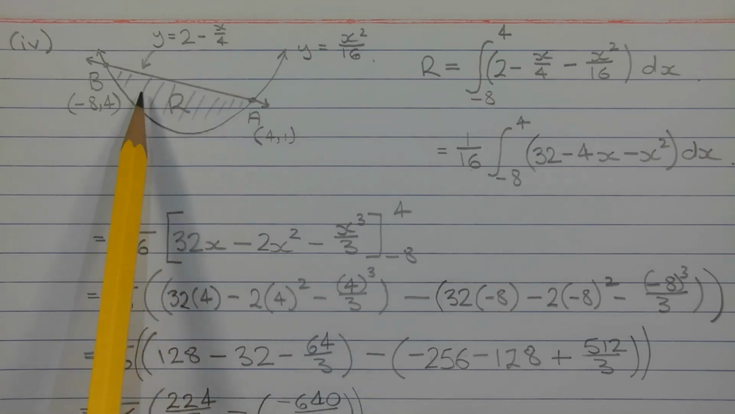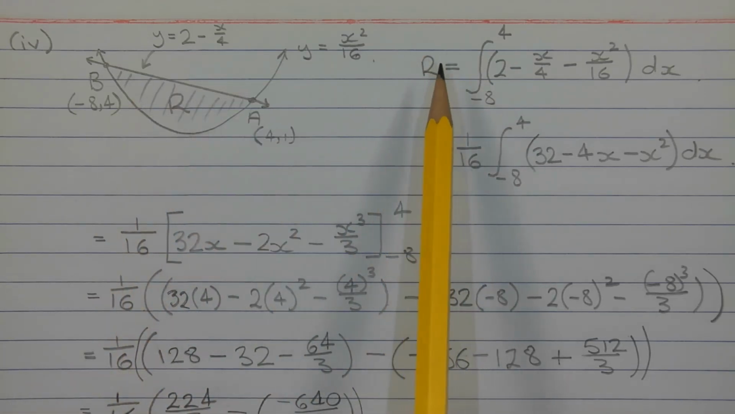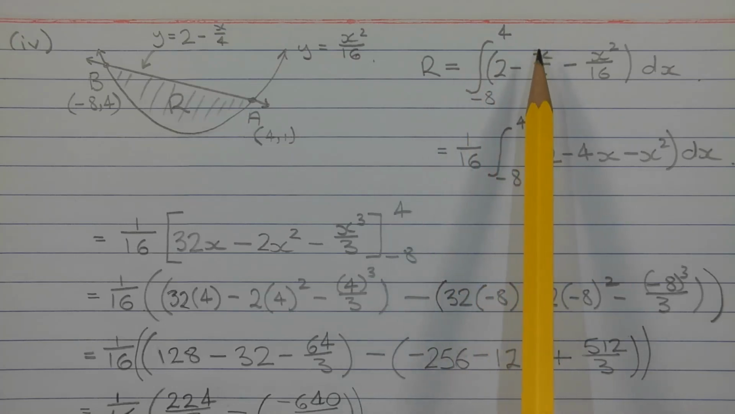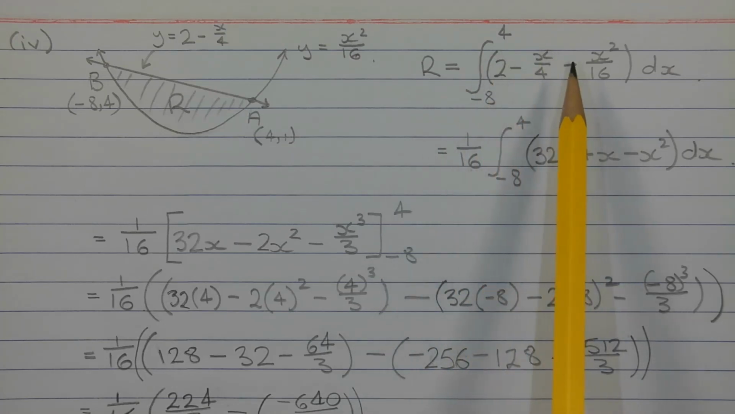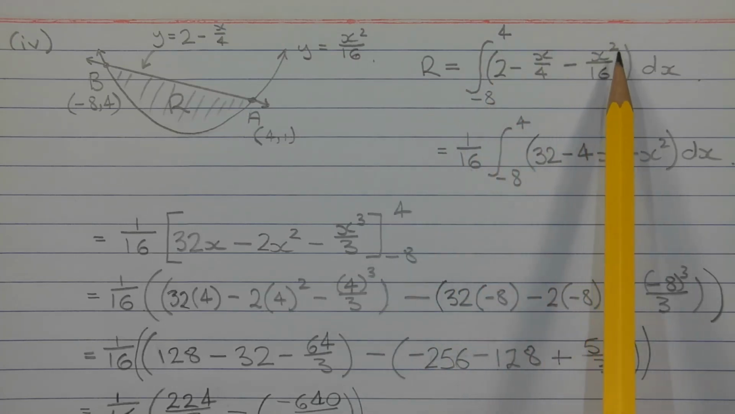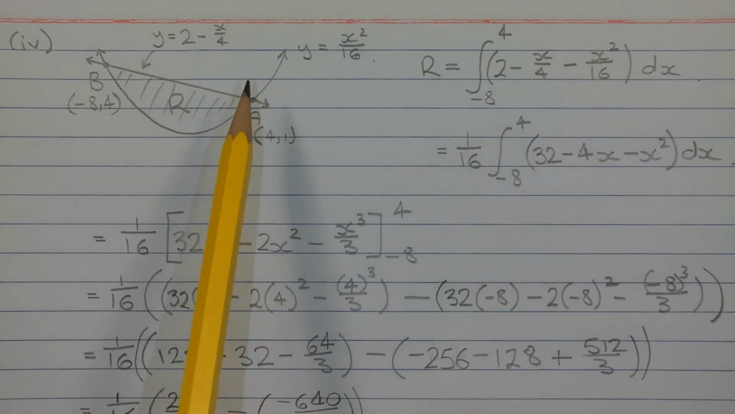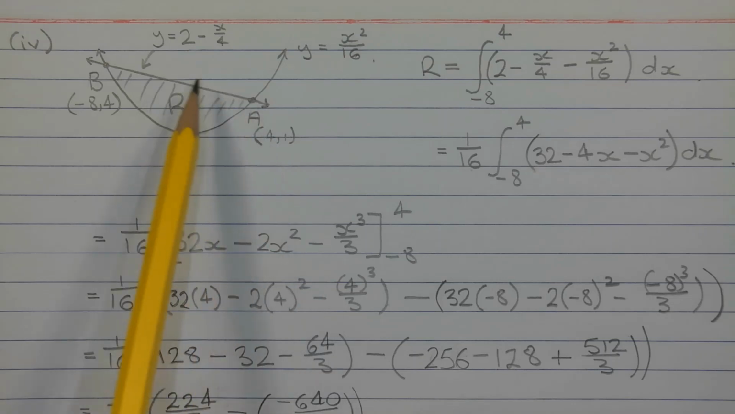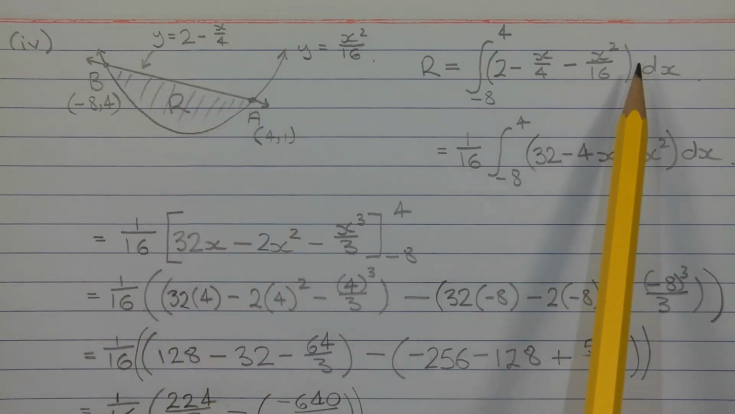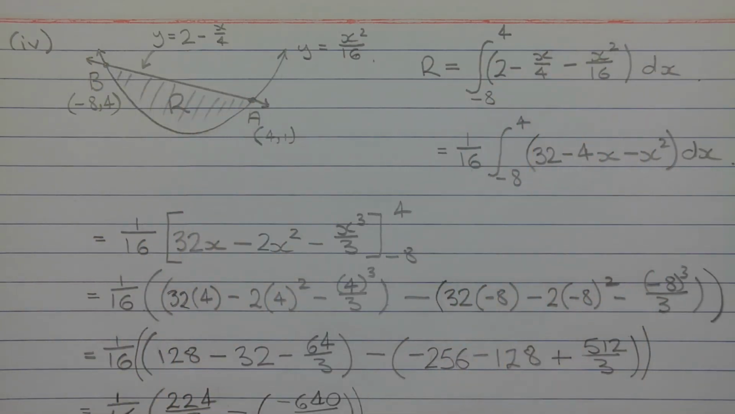Now I've indicated the shaded region with the capital letter R. So R is equal to the integral of 2 minus x over 4, that's our line, minus x squared over 16, which is our parabola. Notice the order in which they're indicated. That's because between points A and B, the line is on or above the parabola, which is why the order is as so.